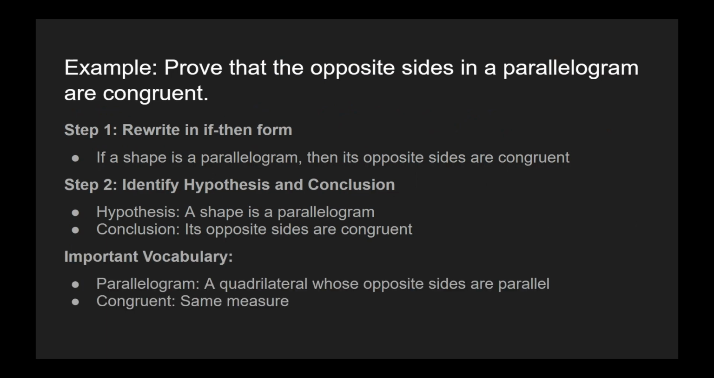And some important vocabulary from this theorem to recognize: a parallelogram is a quadrilateral whose opposite sides are parallel, and congruent means same measure. So let's set up this proof.